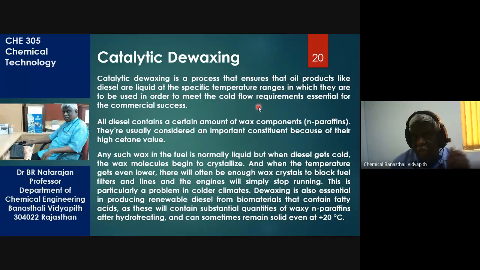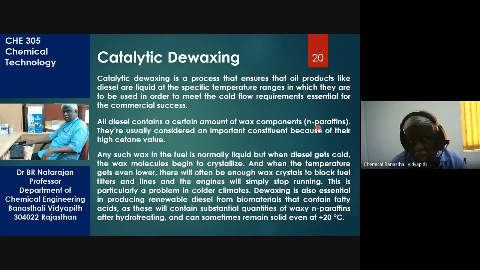Remember, very cold weather, Arctic and all, how will you run it? So if my diesel has wax forming substances, my diesel will be finished, right? It will not flow because the wax will form solid lumps and choke the diesel, right? All diesel contains a certain amount of wax component. They are N-paraffins, right? So wax components are typically N-paraffins.